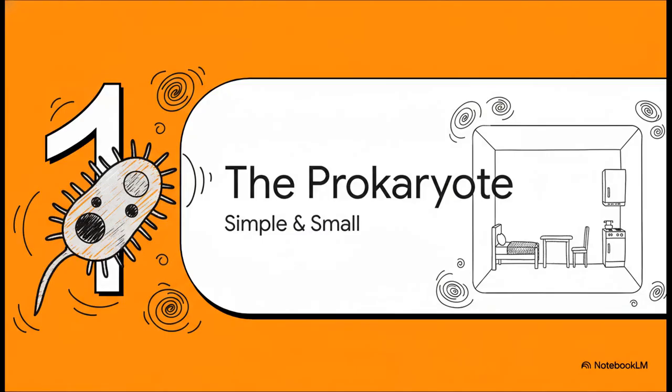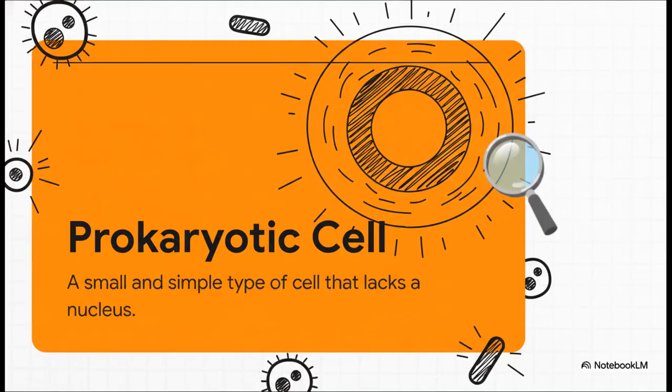Okay, so first up, let's meet the original model. This is the minimalist masterpiece of life, the prokaryote. You can think of this as life's super efficient, one-room studio apartment. Here's the most important thing you need to know about it. A prokaryotic cell is small, it's simple, and this is the big one. It does not have a nucleus. Its command center isn't walled off from everything else.